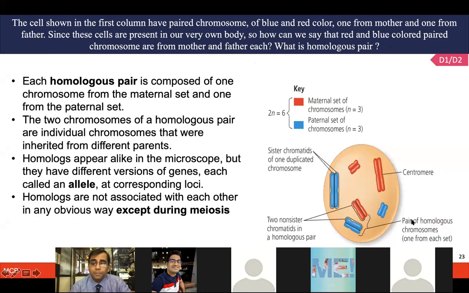I'd already explained here. Pair of homologous chromosome is one set of chromosome each from both the parents. So that is from the maternal set as well as the paternal set. That is known as homologous pair definition wise. So here what we are expecting, that the two chromosomes of this homologous pair, they are individual chromosomes, but they are going to be inherited from the two parents.